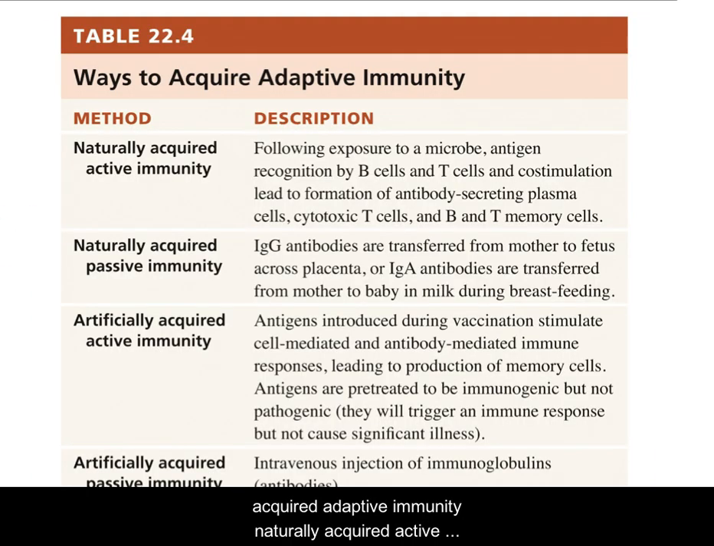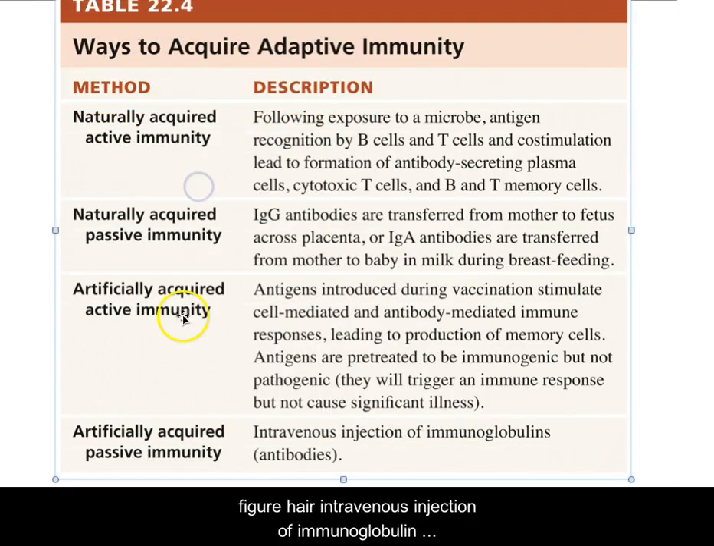Speaking of which, how do you actually get acquired adaptive immunity? There's naturally acquired active immunity, naturally acquired passive immunity. There's artificially acquired active immunity and artificially acquired passive immunity. When you're reading this, what I want you to do is realize that many of the autoimmune disorder states now, eczemas, sclerodermas, things like that, are actually treated by, take a look at the bottom of this figure here, intravenous injection of immunoglobulin into bodies.